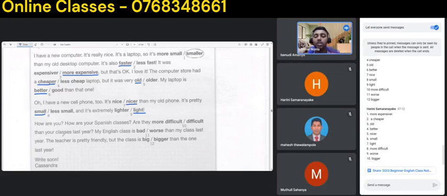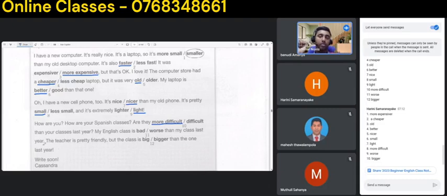Okay, so here they are comparing your classes last year and the new Spanish classes. Then is the comparative form so difficult? The comparative form of the word difficulty is more difficult. Are they more difficult than your classes last year? My English class is bad, worse than my class last year.